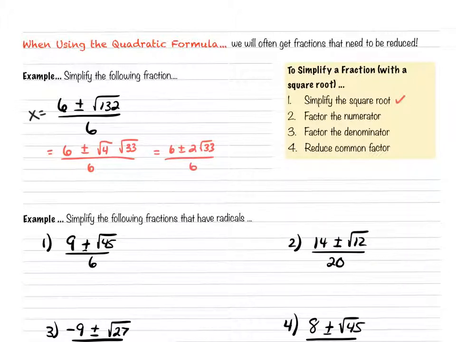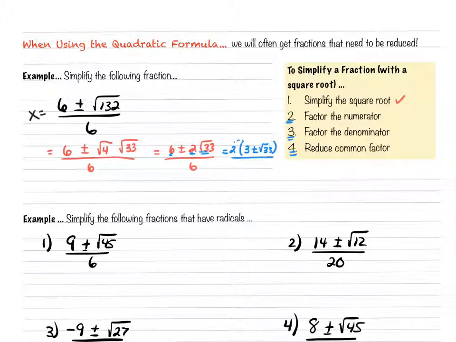And once we've done that, the steps after that are exactly the same as we just did before. So I'm going to factor the numerator. The numerator is made up of a 6 and 2 root 33. So I could factor out a 2. And that'd be left with 3 plus or minus the square root of 33. And again, I could check, make sure by distributing that back.